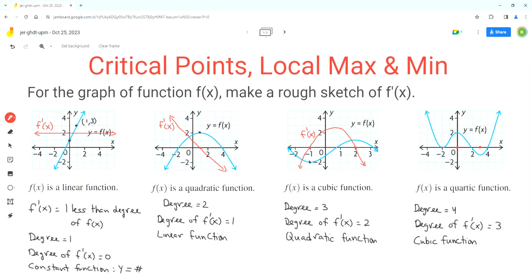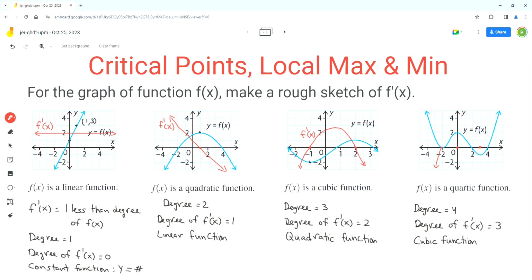Now we can analyze the given graph. To the left side of x equals -2, the given function is decreasing because the graph is sloping downward. That means the graph of f prime of x should be below the x-axis, because for a decreasing function in an interval, f prime of x is less than 0. So we can draw a graph on the left side of -2 like this.